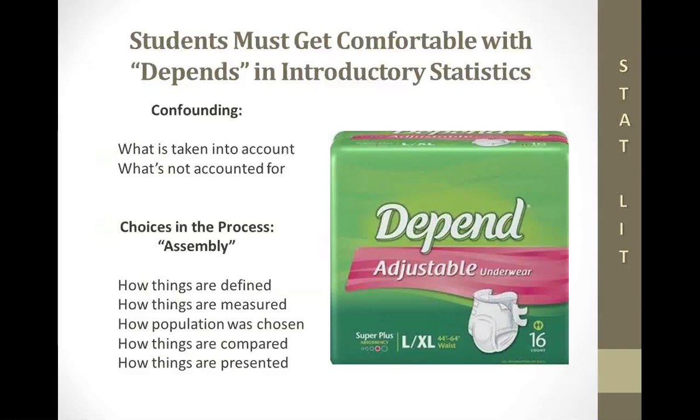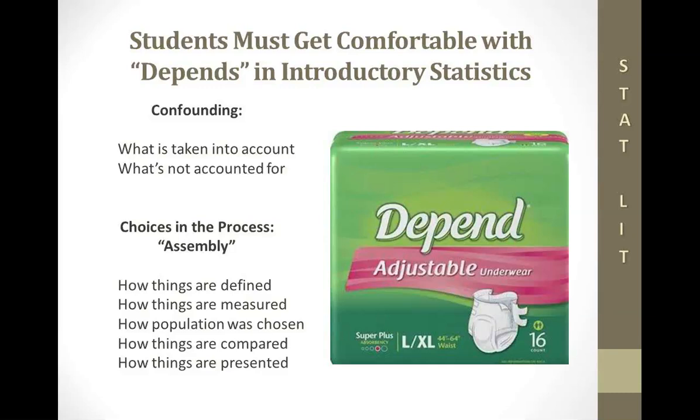As statistical educators, it's our job to get students comfortable with the idea of "it depends," not only with confounding, where obviously taking something into account or not can make an important difference, but also with the fact that changes made in the process of where statistics come from can influence the numbers that we calculate. These things could include how things are defined, how things are measured, how a population is chosen. All of these are choices in the process of where statistics come from.